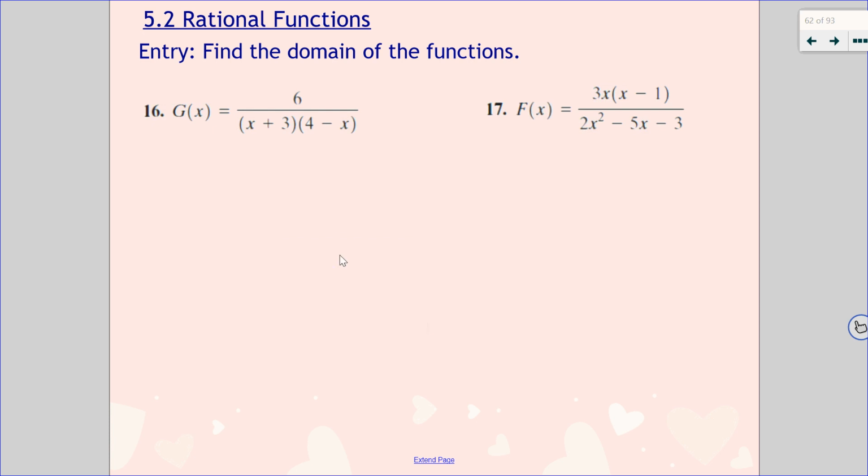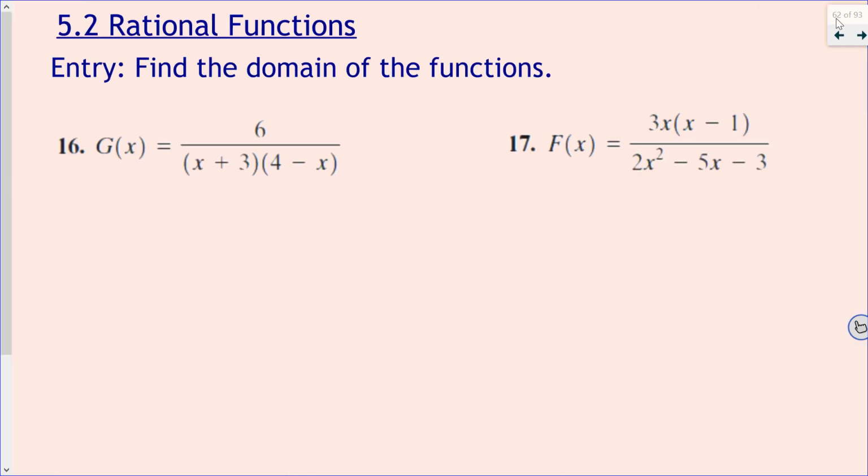So we're kicking off the second part of chapter 5, and we're going to be discussing rational functions. So the first thing we're looking at is the domain of these two functions. What would the domain be of g of x, capital G of x?